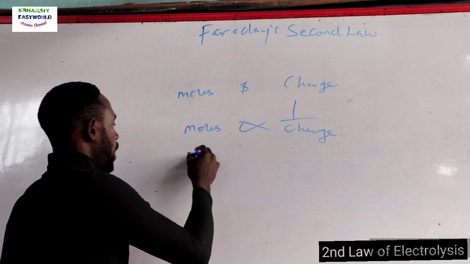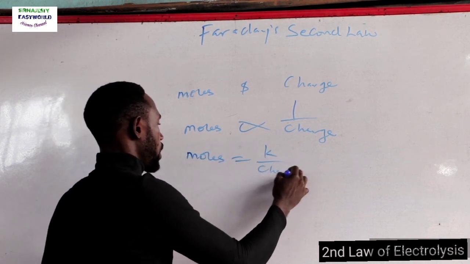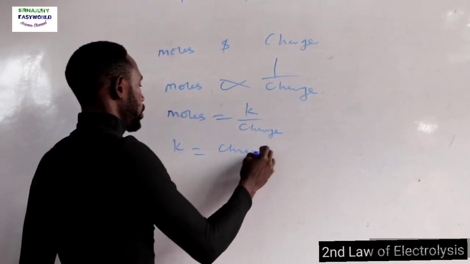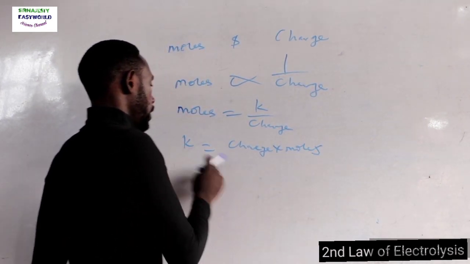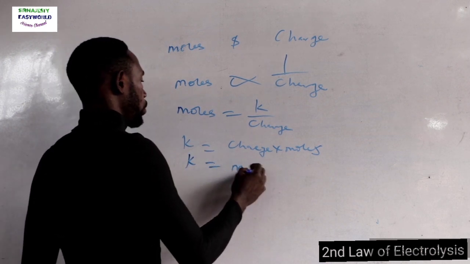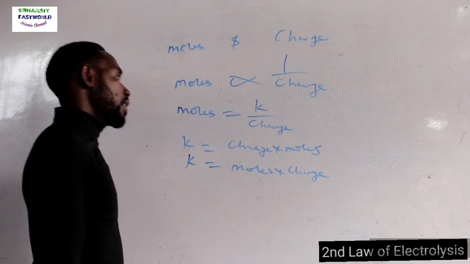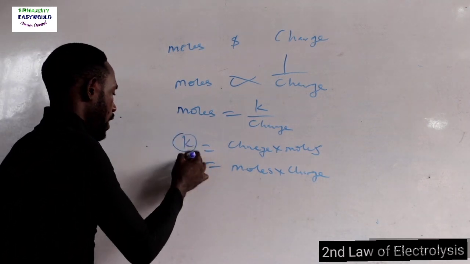So in that case, we might say that moles is equal to K over charge. So that K is equal to charge times moles. Exactly. K is equal to charge times mole, or rather K is equal to moles times charge present in this case. Now, I want us to use this K and make it X.